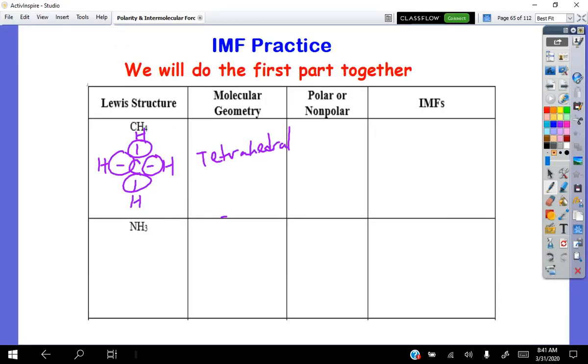The next thing I would have to check is for the polarity. I know that CH bonds are generally nonpolar because if I found the electronegativity difference, it'd be a difference of 0.4, which is less than 0.5. So since the CH bonds are nonpolar and I have all nonpolar bonds, I can assume that this is a nonpolar molecule.